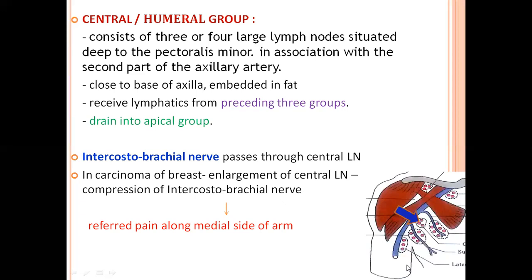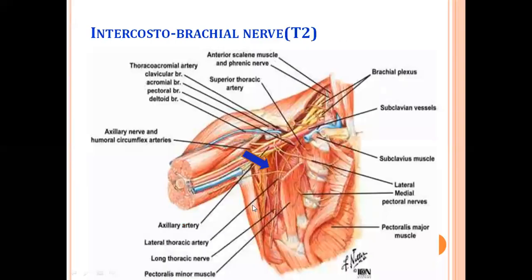That means we should ask the patient. We are checking for the enlargement of lymph nodes in the axilla region. At the same time, we are also checking if the lady has pain along the medial side of the arm. Because if this nerve, the intercostobrachial nerve, which is actually piercing the central group of lymph nodes, is compressed, it will be a signal that it is a case of breast carcinoma, breast cancer.